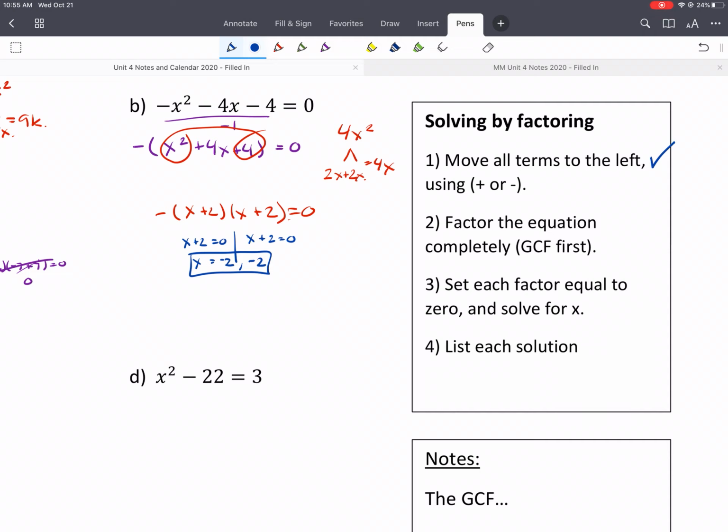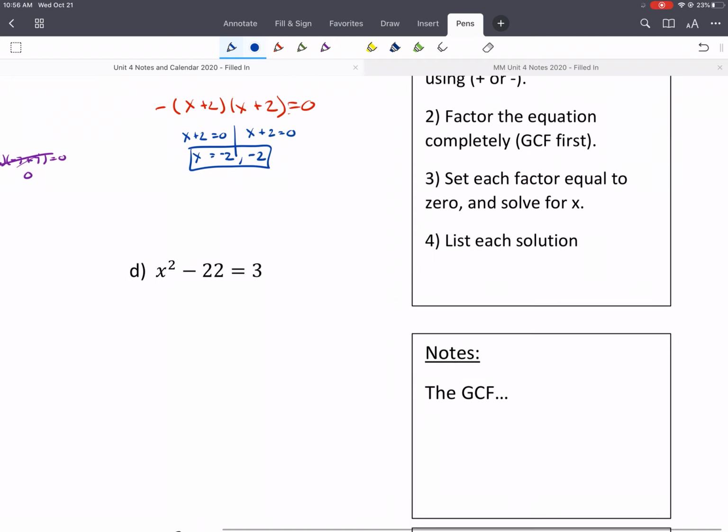Then we're going to factor the equation completely, greatest common factor first. Set up the factors, or set each factor equal to 0 and solve for x. So that's what we did here. Okay, and then we'll just list our solutions, and we got it set. Okay, all right.